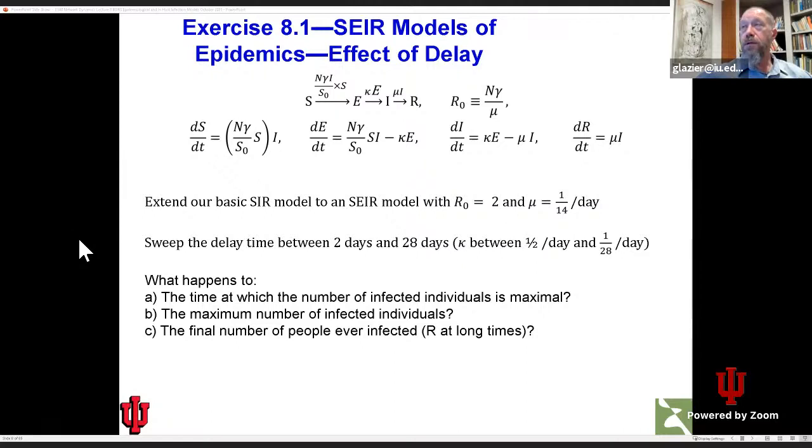And the one thing that you would need to add to that, let's assume our virus has an R0 of 2. Remember how to translate that R0 into N, gamma, and mu. And imagine that mu is about 1/14 of a day, which is equivalent to saying that once you're infectious, it takes about 2 weeks to recover.